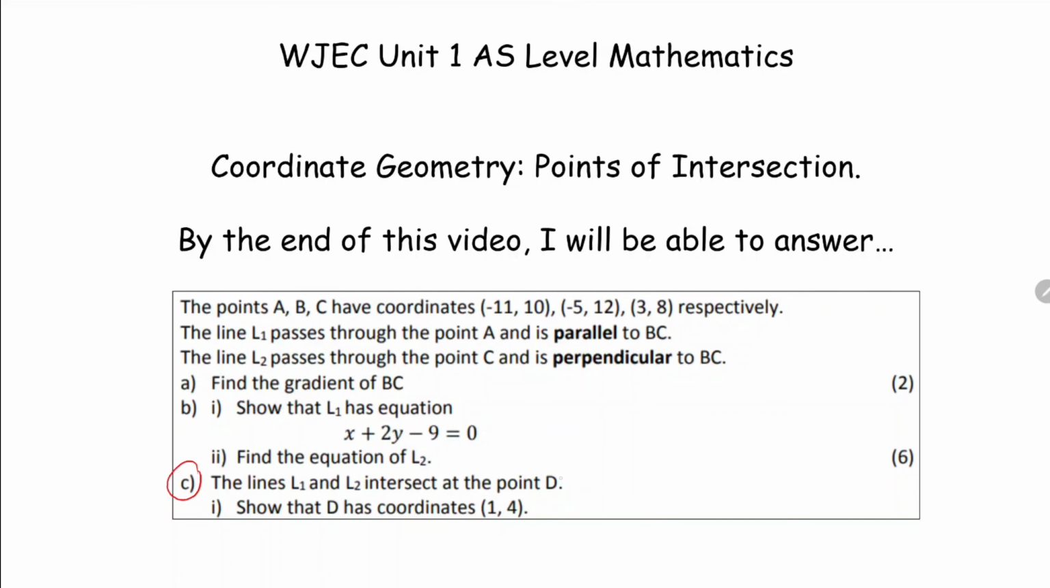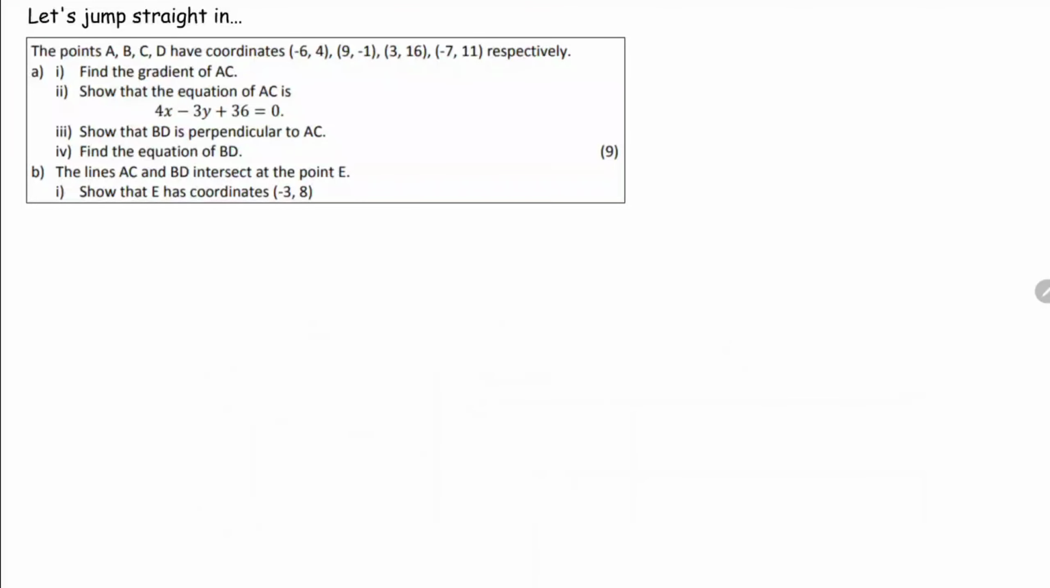points where two lines intersect. So this combines all the skills that we've gone through in the coordinate geometry series. Let's go straight into a question. We've got 4 points, A, B, C and D. We've got to find the gradient of AC first of all.